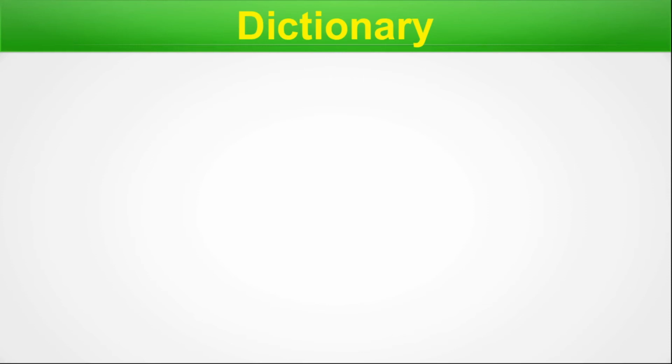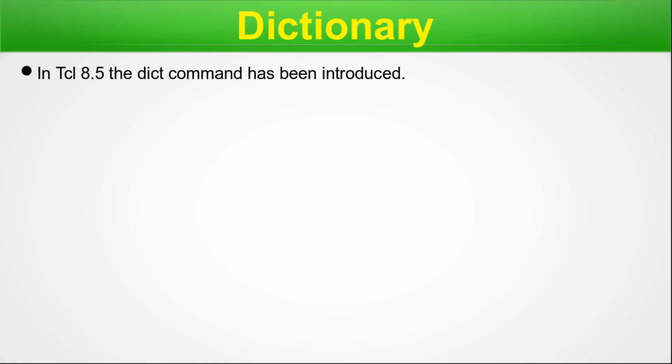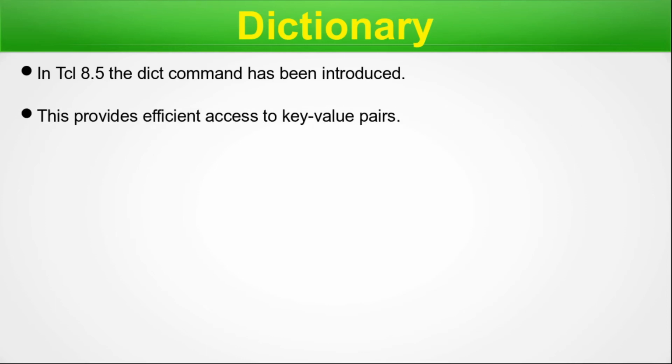Let's see how we can do it. In Tcl 8.5, the dict command has been introduced. So dict is a command or procedure that creates the dictionary, and it started from Tcl version 8.5. That's why in the beginning I was saying that dictionary is a much more recent data structure in Tcl. This provides efficient access to key value pairs.